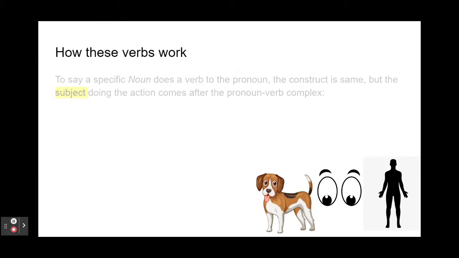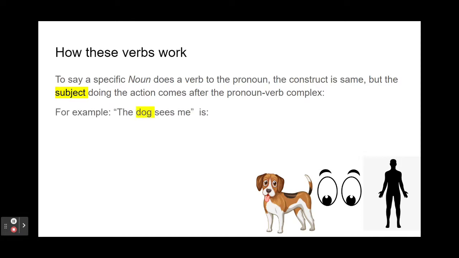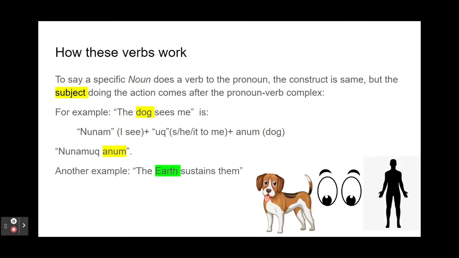So let's see how these verbs work when a noun does a verb to the pronoun. The construct is the same, but the subject comes after the pronoun verb word. So let's say we want to say, the dog sees me. Nunam, I see, plus the third person to first person ending uk, nunamuk. Then we add the subject of the sentence, anum, dog. So, nunamuk anum, the dog sees me. Another example, to say the earth sustains them, it's wachonukuo akim.